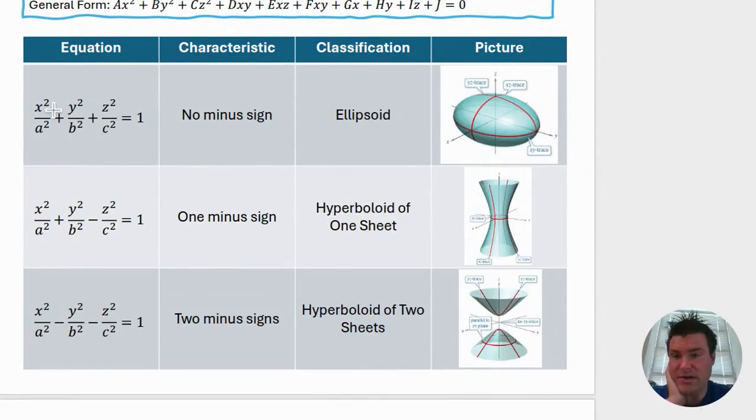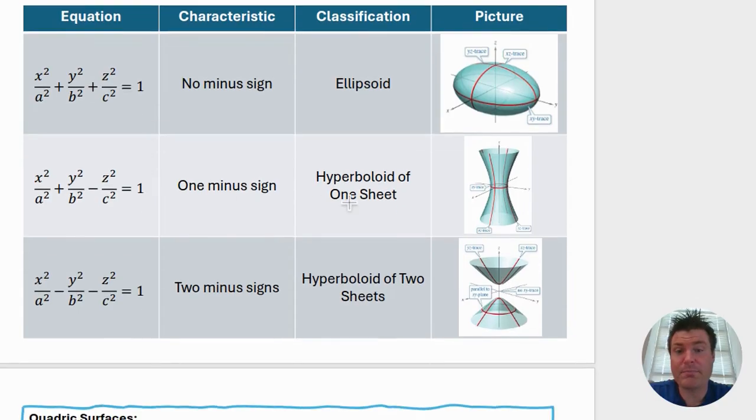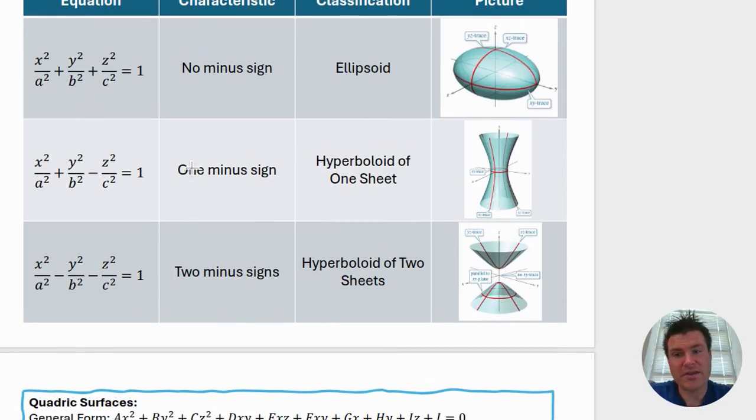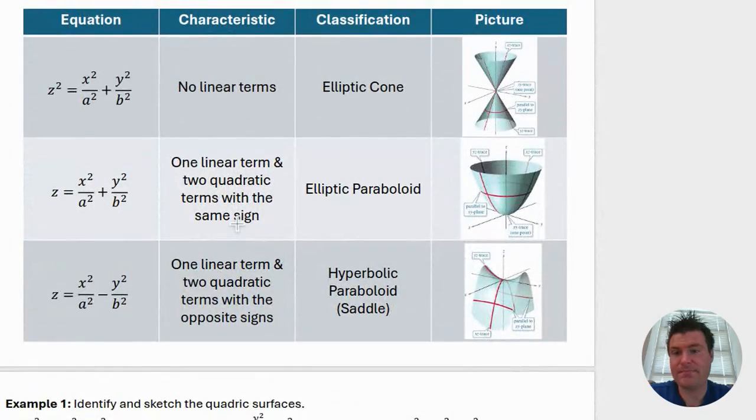So this is an ellipsoid. All these A's, B's, and C's might be a little bit different. It kind of looks like a football a little bit. Big characteristic here, no minus sign. Hyperboloid of one sheet has just one minus sign. Hyperboloid of 2 sheets has 2 minus signs. So if you notice, the hyperboloid of one sheet does connect in the middle here, whereas the 2 sheets, they don't connect because it's 2 sheets. All right, so these are all kind of mix and match with each other.